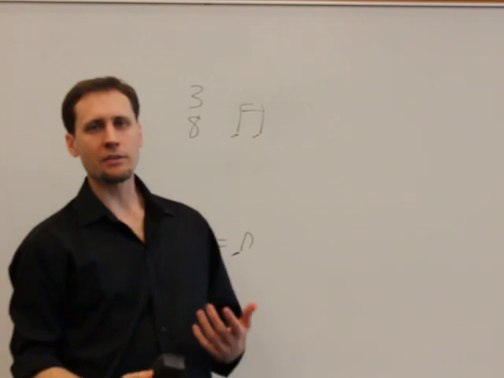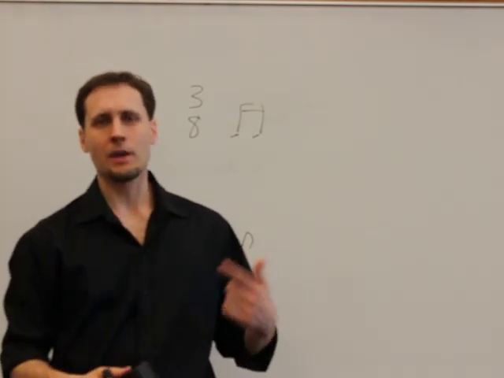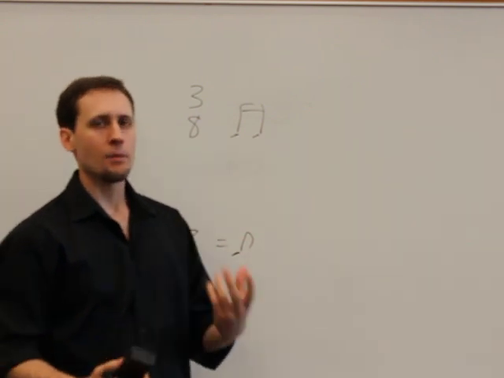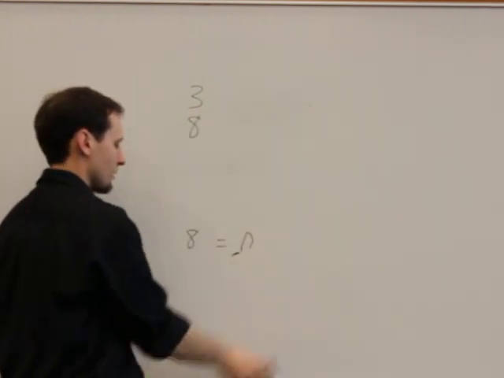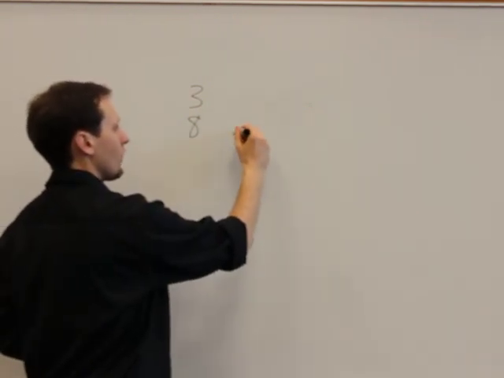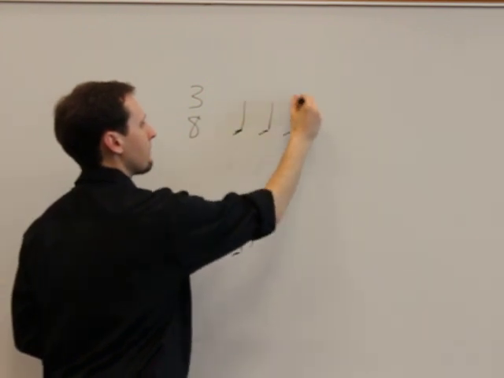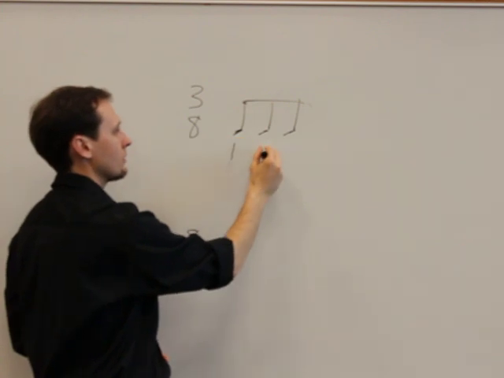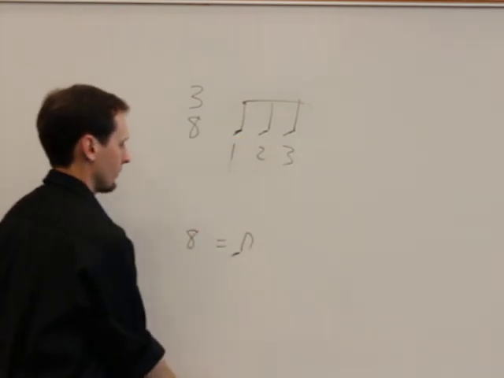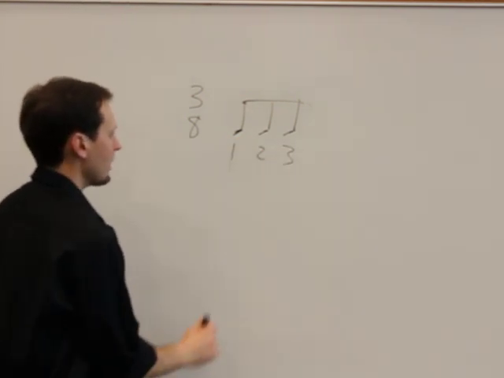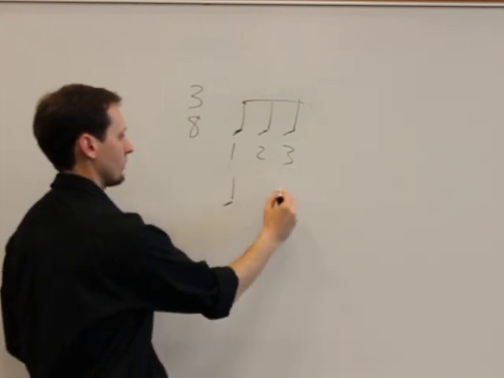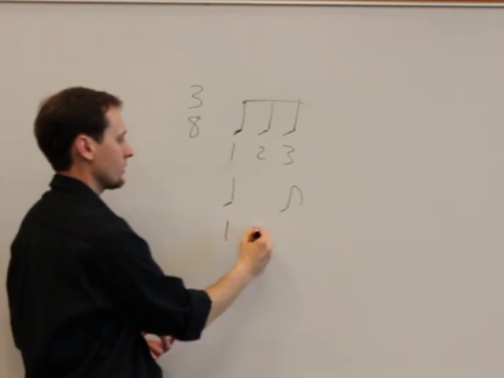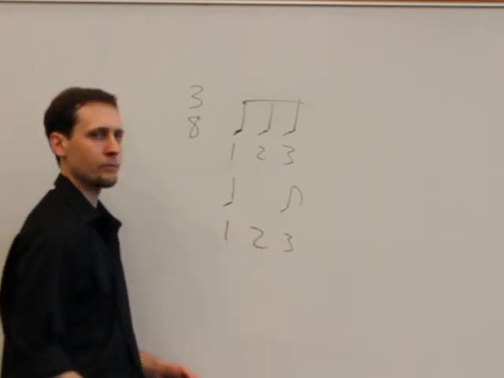You're used to counting eighth notes as 1 and, 2 and, 3 and. When 8 is the bottom number of a time signature, it's a little bit different, okay? Because now you're counting 3 eighth notes as 1, 2, 3. This means that if you have a quarter note, then a quarter note now gets 2 counts, 1, 2, 3.